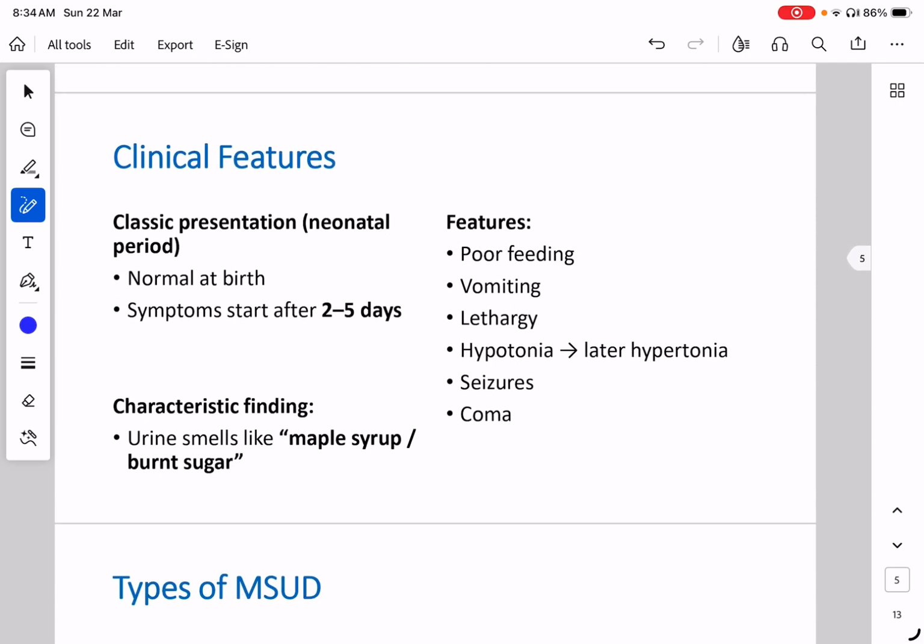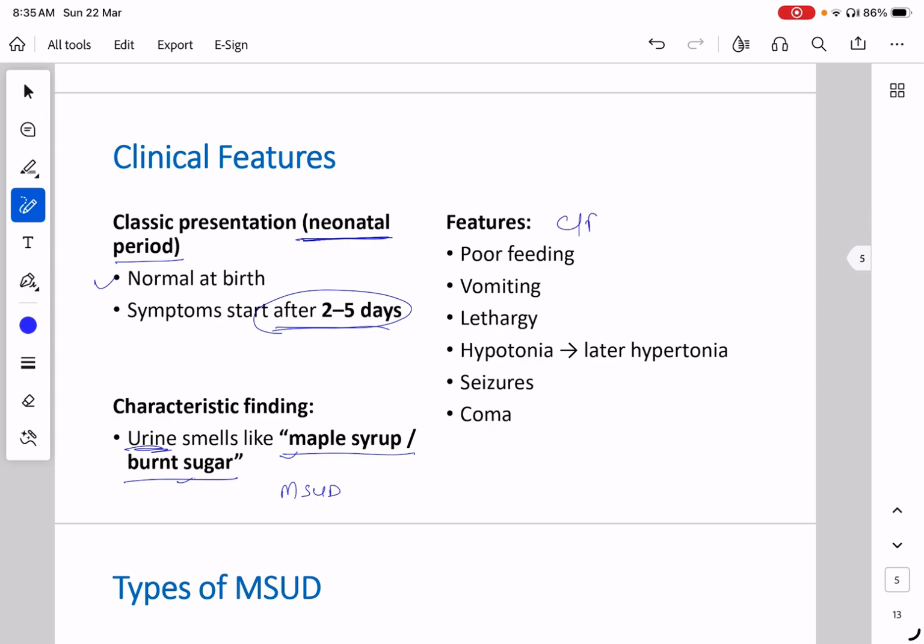Okay. Now, clinical features. The classic presentation is usually seen in the neonatal period. The patient is usually normal at birth, and symptoms start after 2 to 5 days. So a question can be framed like this: a healthy newborn on the fifth day of life presented with so-and-so complaints. So, normal at birth, but symptoms start after 2 to 5 days of life. The characteristic finding is urine smells like maple syrup or burnt sugar. So the name is maple syrup urine disease. The urine of the patient smells like maple syrup or burnt sugar.